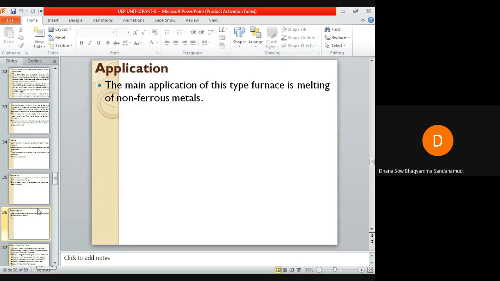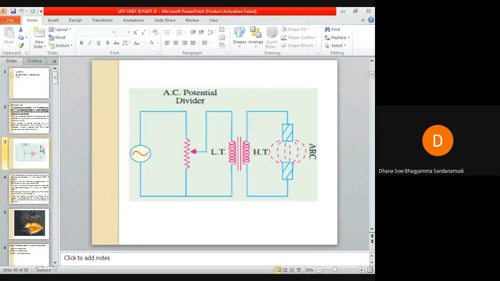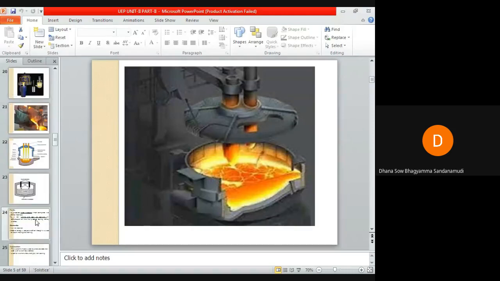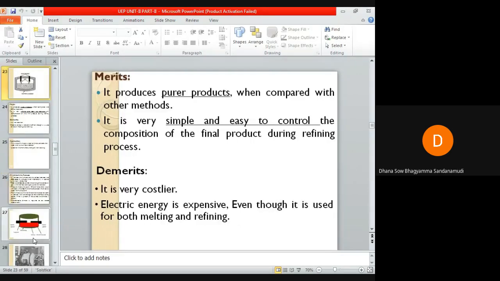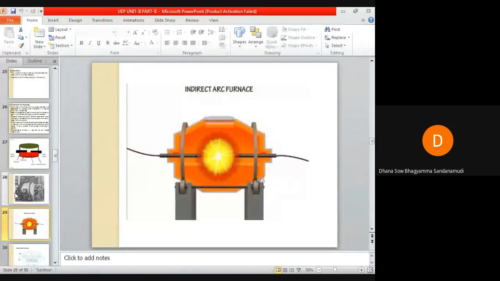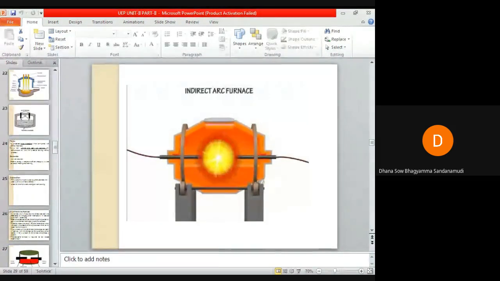So this is about arc heating. Arc heating can be of two types: direct arc heating and indirect arc heating. In direct arc heating, the arc will be in direct contact with the charge. In indirect arc heating, the heat is distributed to the charge by convection or radiation. In direct arc heating, stirring action will be automatic, whereas in indirect arc heating, stirring action will not be there, so you need to rock it using a rocking mechanism.